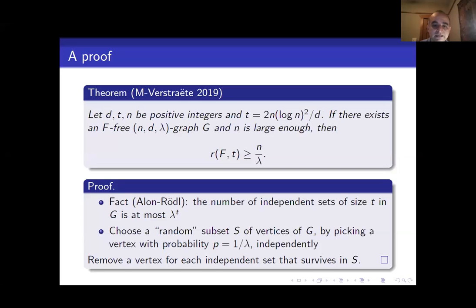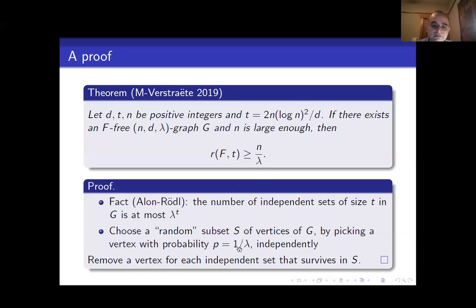We basically take this (n, d, lambda) graph and we choose a random subset of vertices by picking each vertex independently with probability 1 over lambda. So you start with a big graph, this (n, d, lambda) graph on n vertices. After you make these random choices, essentially you're flipping a coin for every point, heads with probability 1 over lambda. It's in your set if you get heads. You end up with a set of size n over lambda, which is exactly the right-hand side in this theorem.